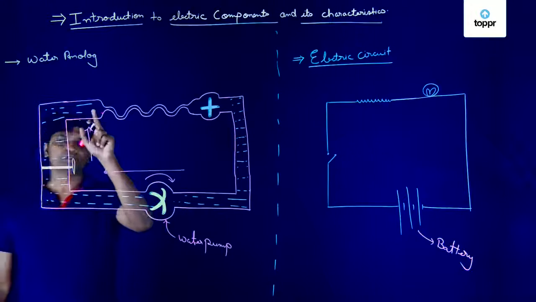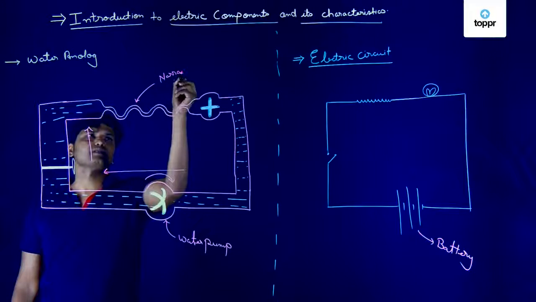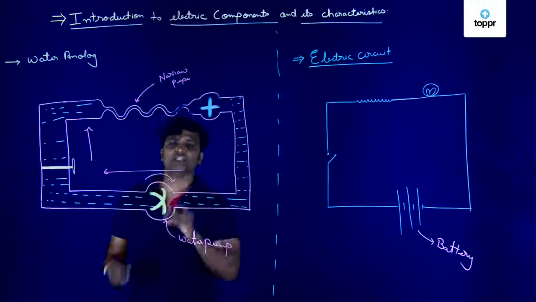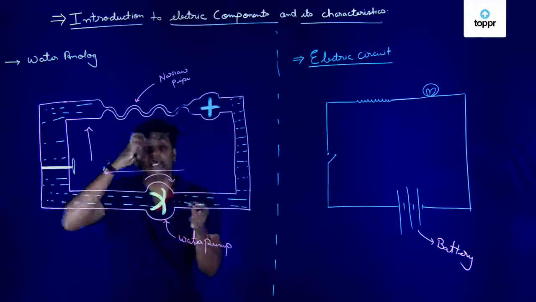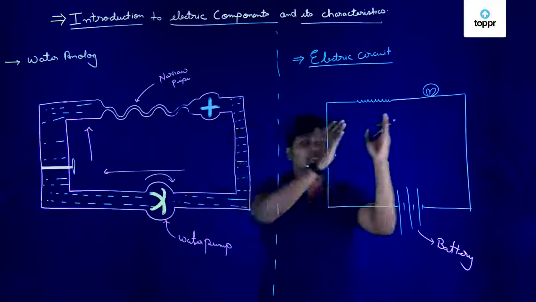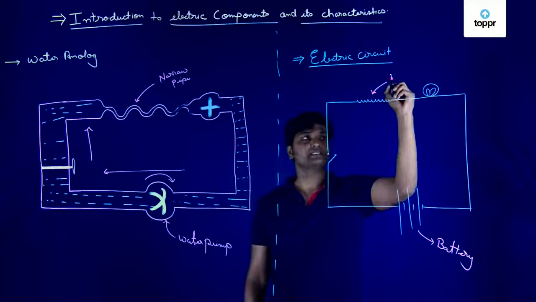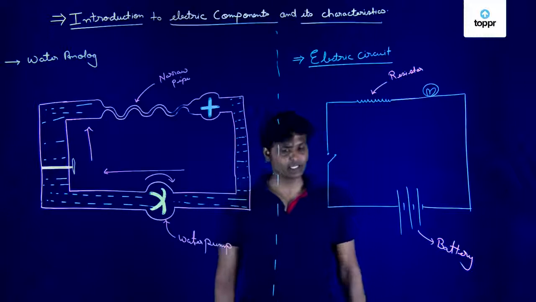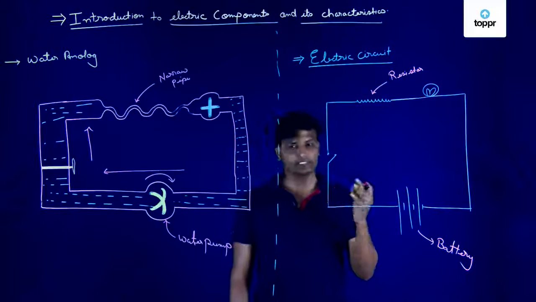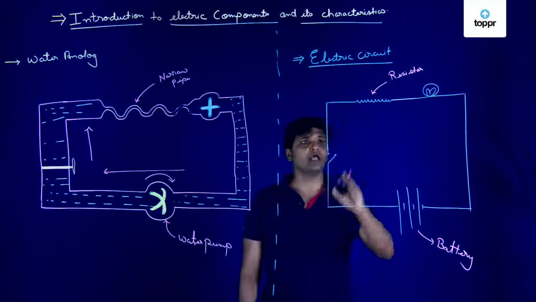Okay. Then, what do you see over here? As the water comes over here through this narrow pipe, what happens to the water? The water faces difficulty while flowing through this narrow pipe. In the same way, here in electric circuit, we have something which is called as resistance. This device is called as resistor, and it offers resistance.